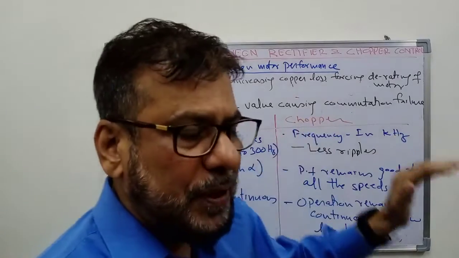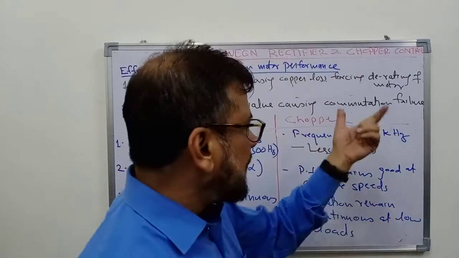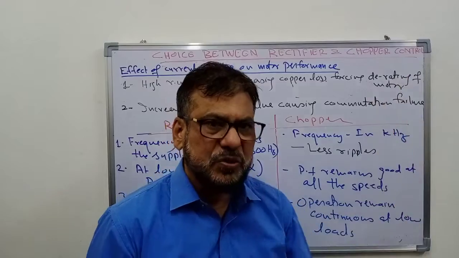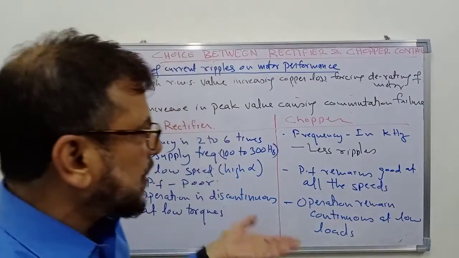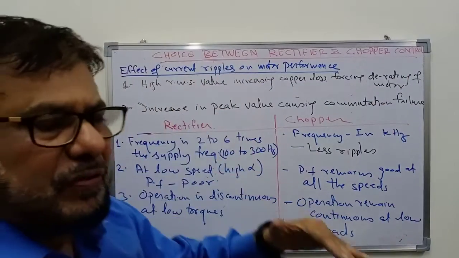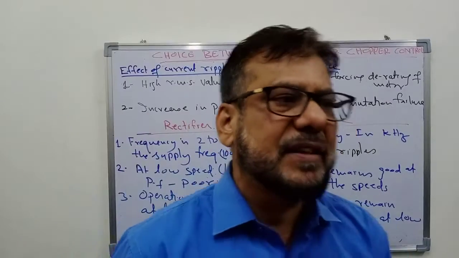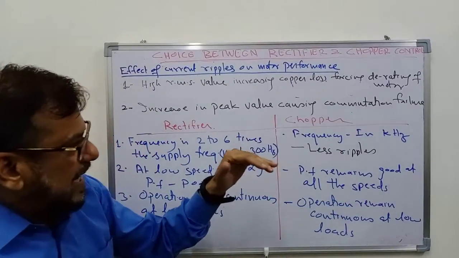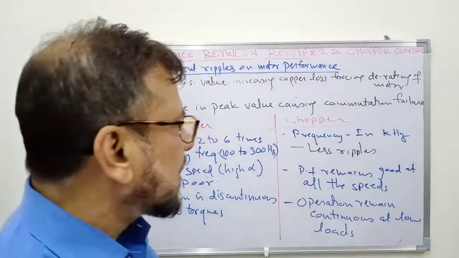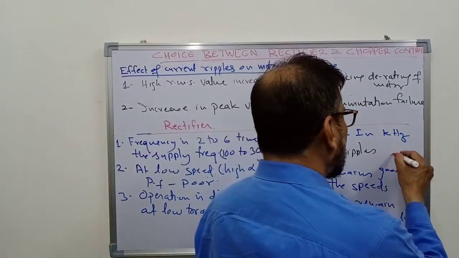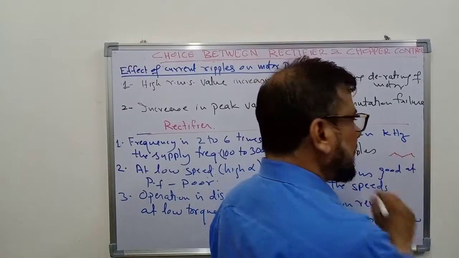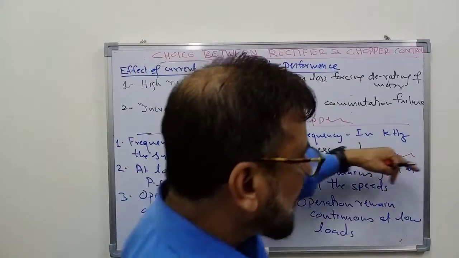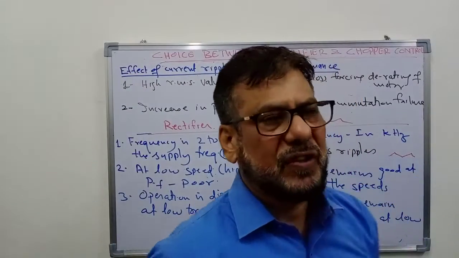Whereas in the case of a chopper, the chopper operates at high frequency, maybe some 10 kHz, 20 kHz like that. So the frequency is high, so fewer ripples will be there in the armature current, and this will cause less derating of the motor. So the current will be almost a DC current like this. The ripples will be very small, and the average value will be close to the RMS value.